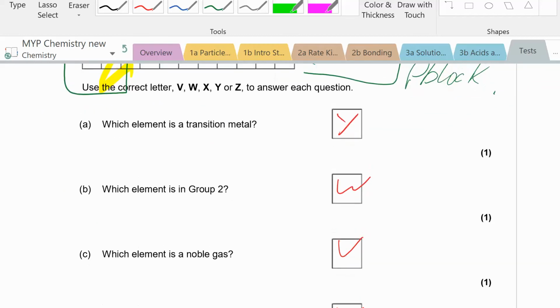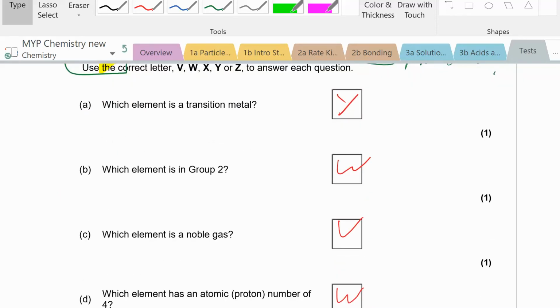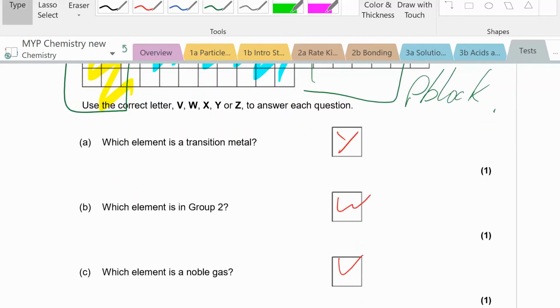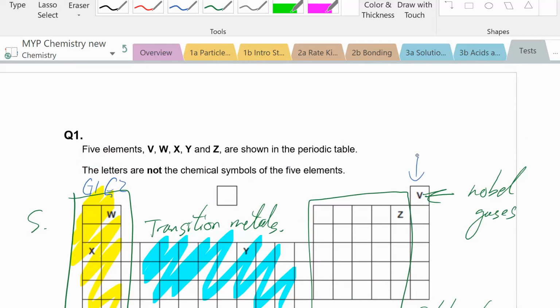So, which element is a transition metal? It had to be in this blue area here, so it, of course, is Y. Which element is in group 2? Group 2 is going to be this one, if that is group 1, so that's W. Which element is a noble gas? Well, that's V in group 8.